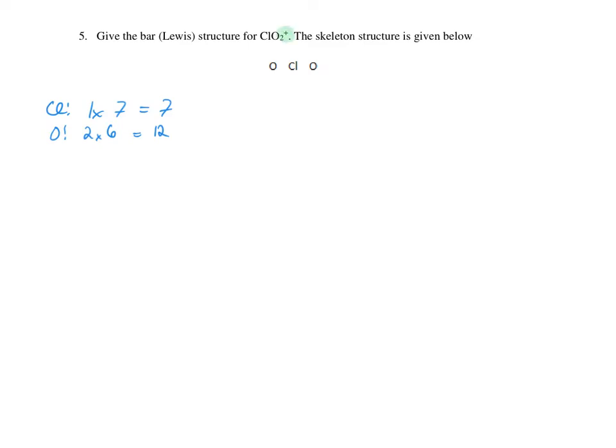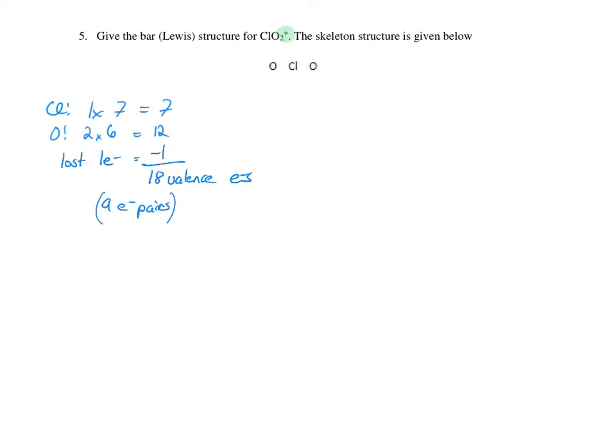The fact that we have a positive charge indicates that we have lost 1 electron. So we need to subtract an electron from our total. Therefore, we have a total of 16 valence electrons. And I'm going to put them in pairs. It makes it easier to count. So we have 16 valence electrons, or 8 electron pairs.